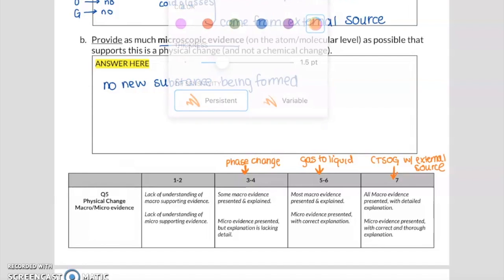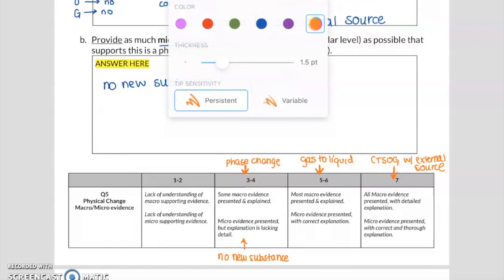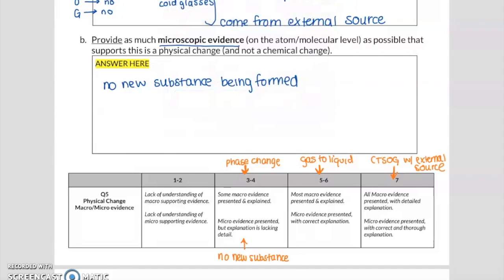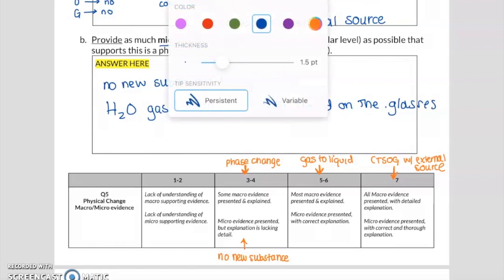That alone could earn you a 3-4 to recognize there is no new substance. That shows us evidence that you are understanding what a physical change truly is. Being more specific and diving into the fact that you had H2O as a gas in the person's breath, and that H2O went to being H2O in the form of liquid on the glasses is a more specific way of discussing what's happening here, showing that there are no new substances.